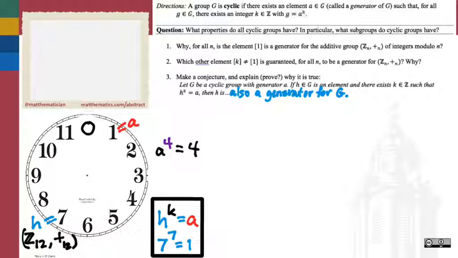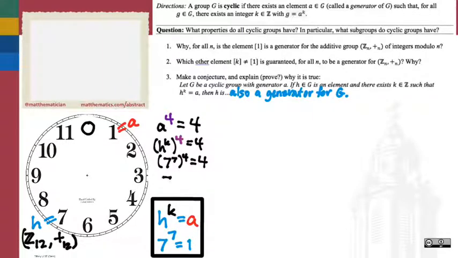Let's plug it in, right? A is equal to H to the K. So if I plug in H to the K sitting right here, it should be 11. Careful. So, right, 7 to the power 7 to the power 4. By properties of exponents, this is 28 copies of 7.